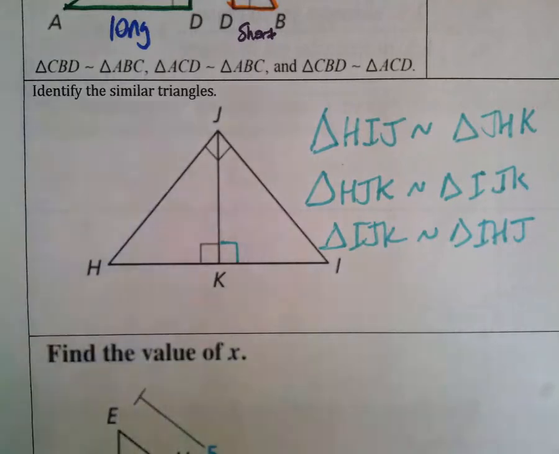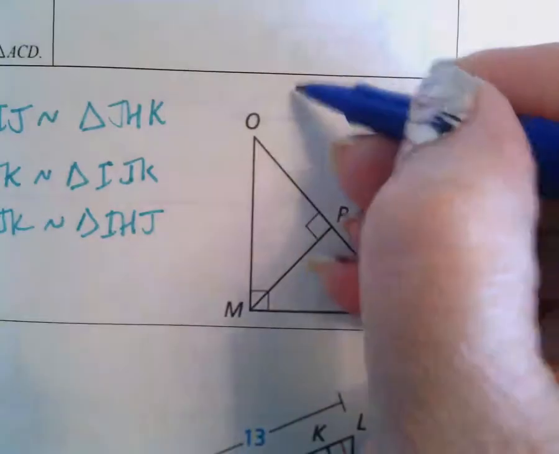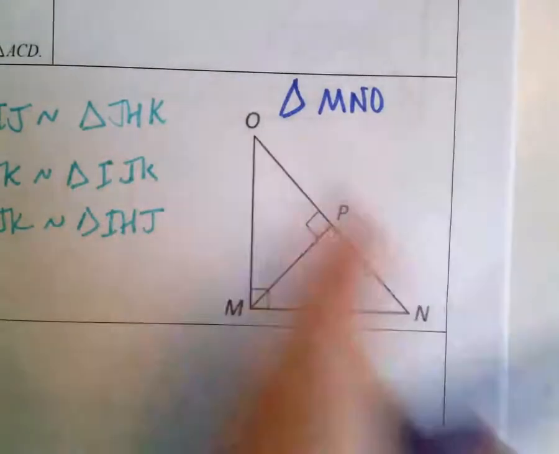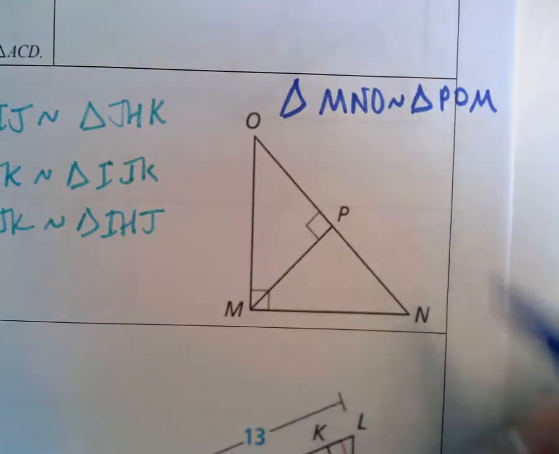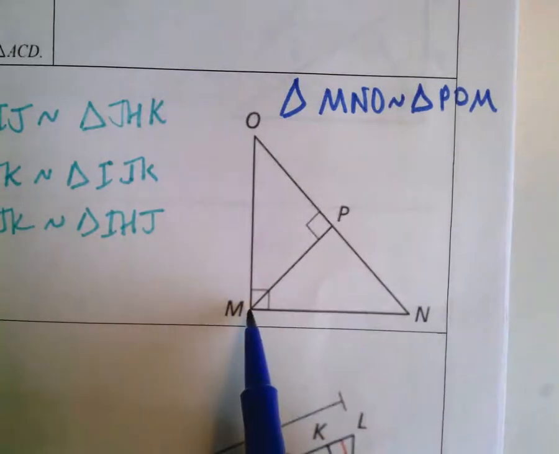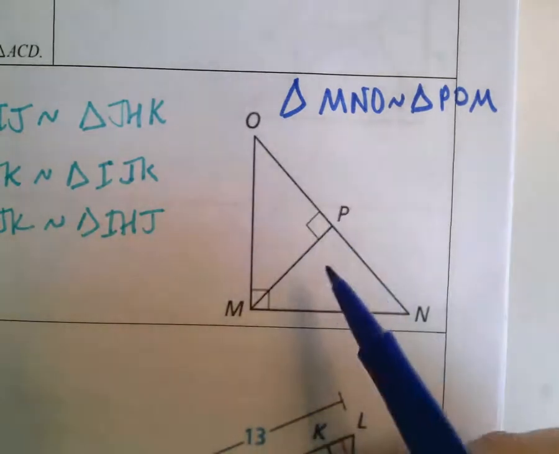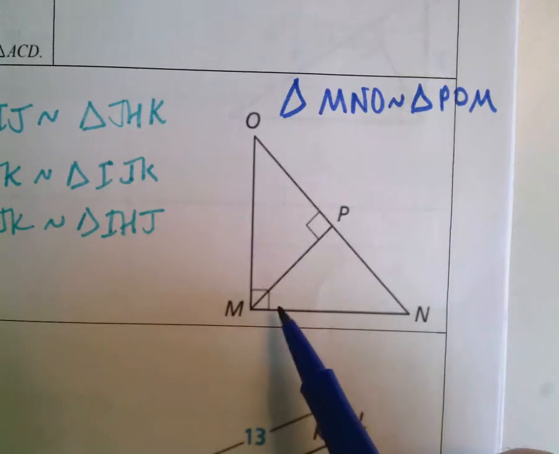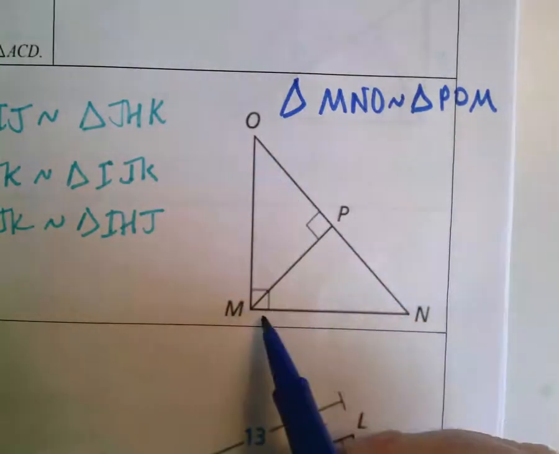All right, so this next one, you've got triangle MNO, the whole thing, and that's going to be similar to triangle POM. So you went from the right triangle to the N to the O, and then you went from the right triangle to the O to the M. Okay, I ended on the hypotenuse each time. So ended on the hypotenuse, ended on the hypotenuse.